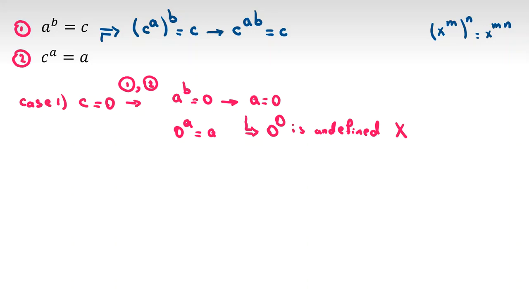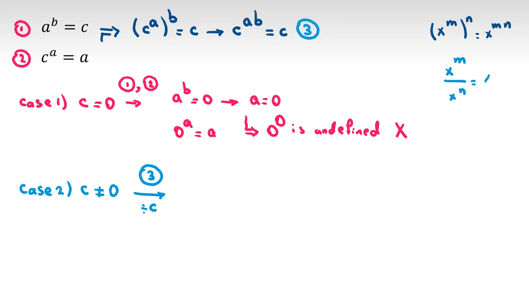Now, let's consider case 2. In case 2, c is not 0. We call this equation number 3. In equation number 3, I divide both sides by c. I know that x to the m over x to the n is x to the m minus n. So when I divide c to the ab over c equal to c over c, the left-hand side by power rule will be c to the power of ab minus 1. The right-hand side is 1.